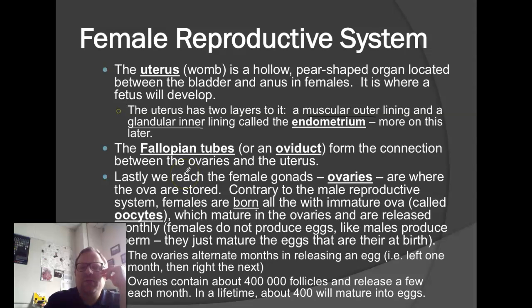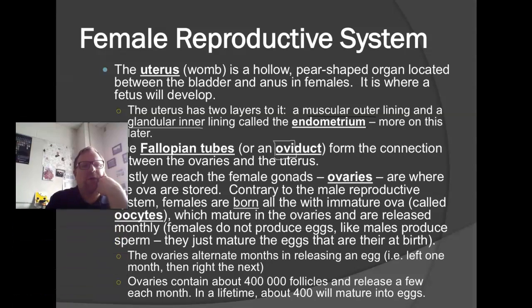On either side of the uterus are fallopian tubes. So there's one fallopian tube on the left side, one fallopian tube on the right side, also known as an oviduct. That's the second time we've used the root ovi. Ovi means egg. So the fallopian tubes are the connection then between the ovaries and the uterus, and it is where an egg will pass in hopes of meeting sperm along the way, so that fertilization can occur.